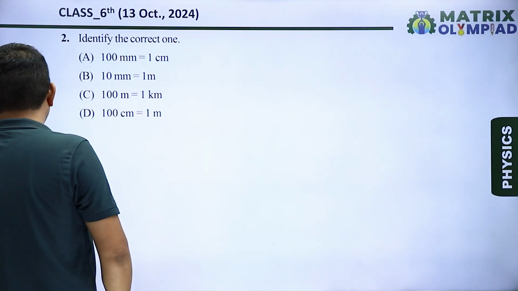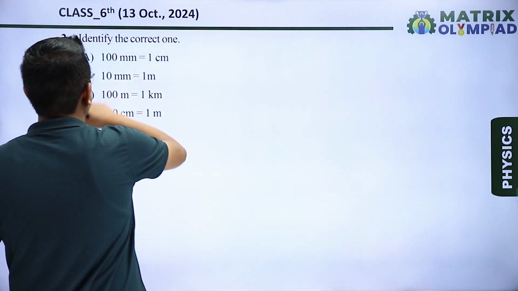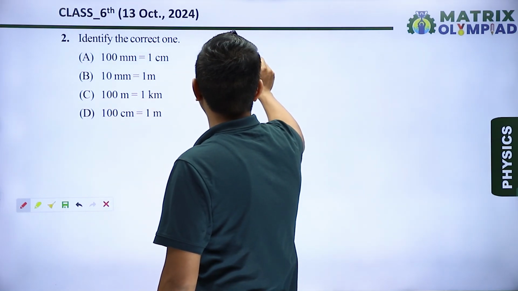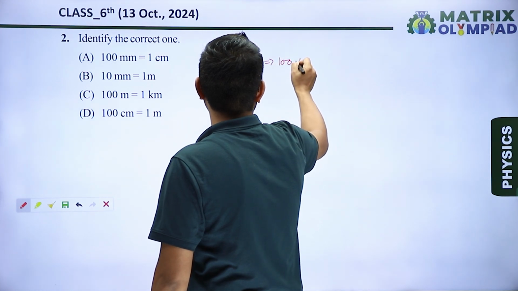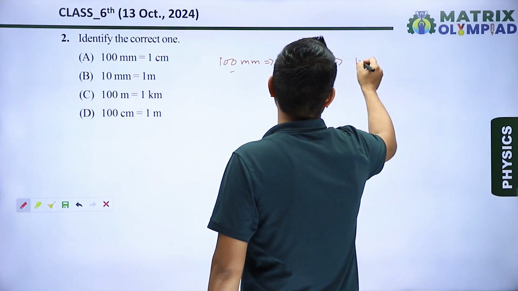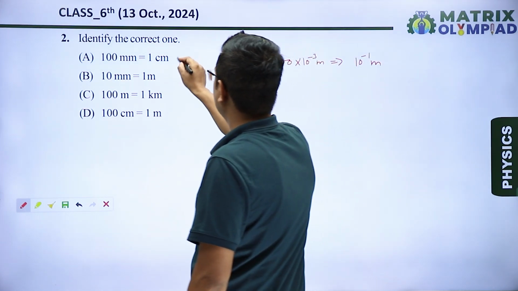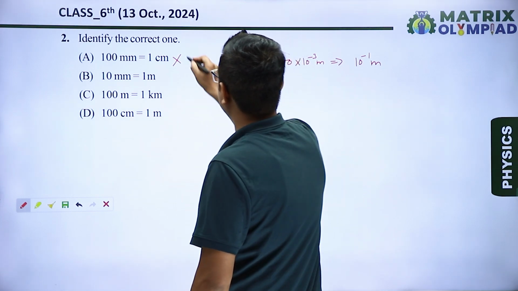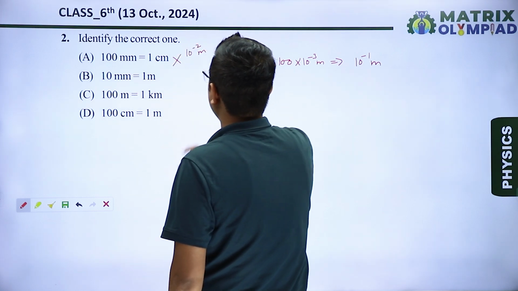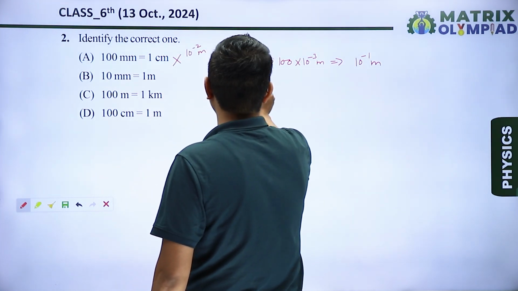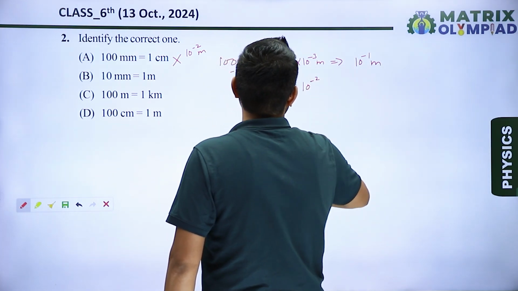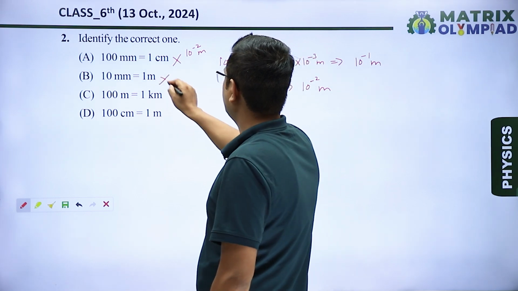Next question. Question number 2. So there are 4 options, we have to check which is the correct one. So we know that 100 millimeter means 100 multiplied by 10 to the power minus 3 meter. That means it is equal to 10 to the power minus 1 meter. So this is wrong, because 1 centimeter is equal to 10 to the power minus 2 meter. Again, 10 millimeter is equal to 1 meter. Let us check. 10 into 10 to the power minus 3, which is equal to 10 to the power minus 2. So this is also incorrect.